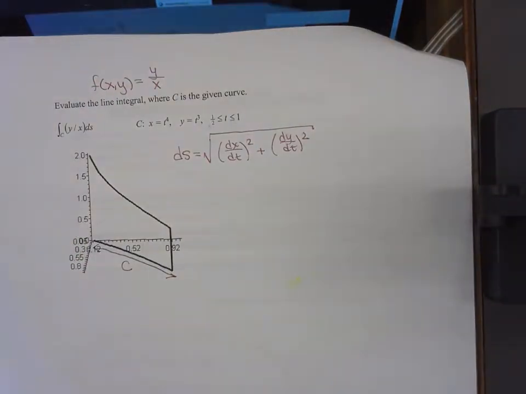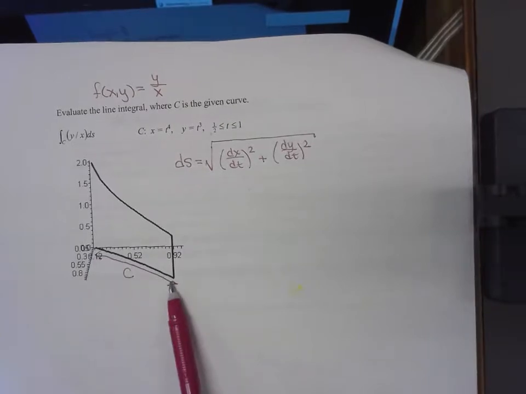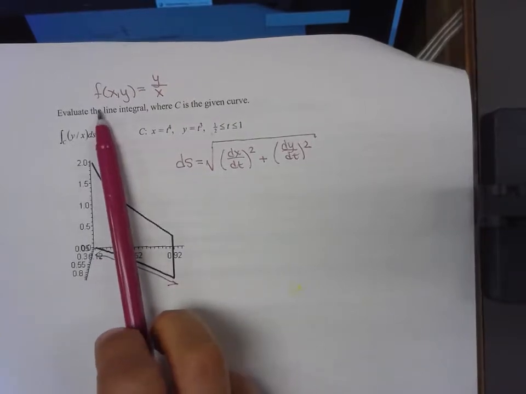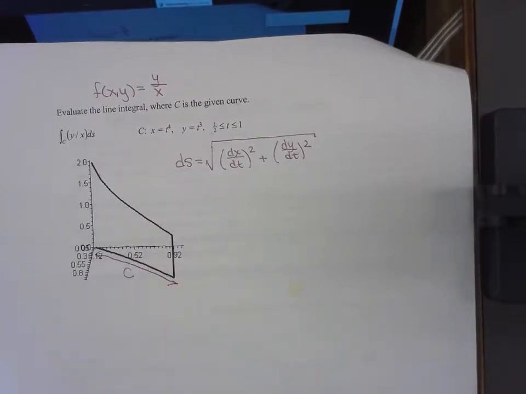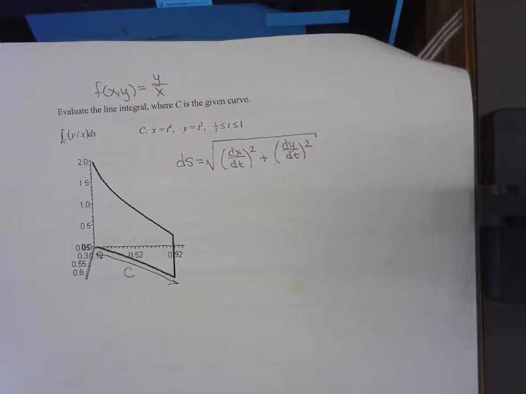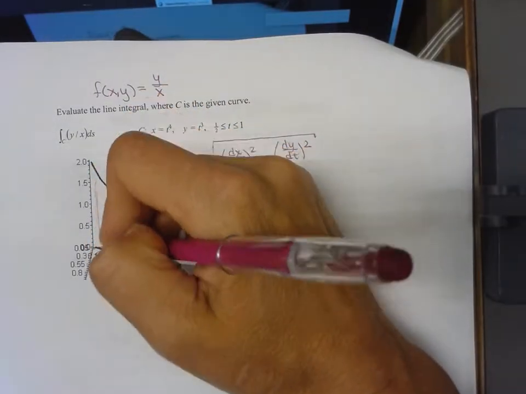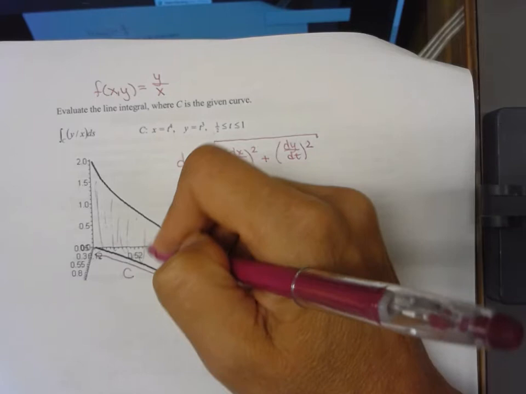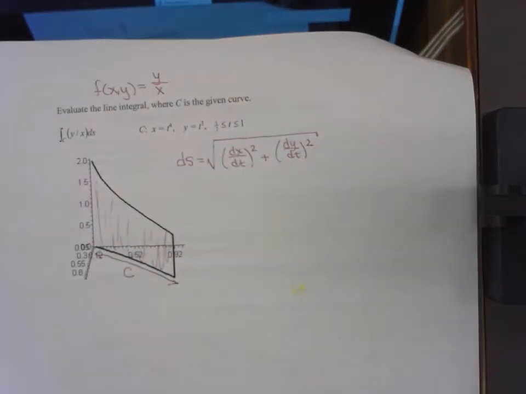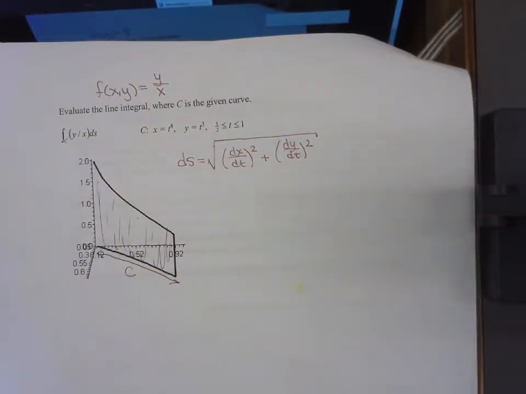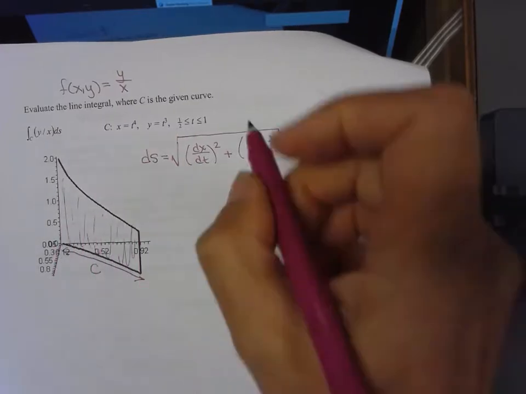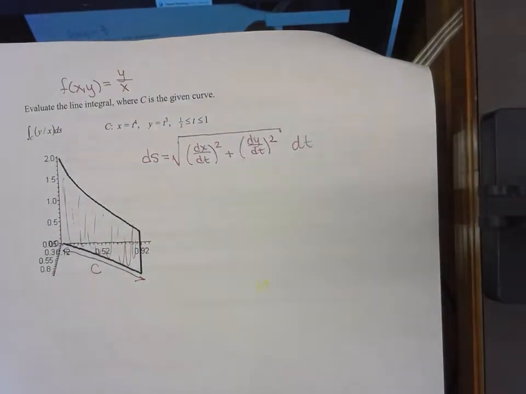So every point on the curve gets plugged into the function, and then whatever number I get out gives the height of the wall, right? So this is the wall I'm going to build on that path. And when I'm done evaluating the line integral, it should give me the area, the surface area of one side of that wall. And then a dt at the end.